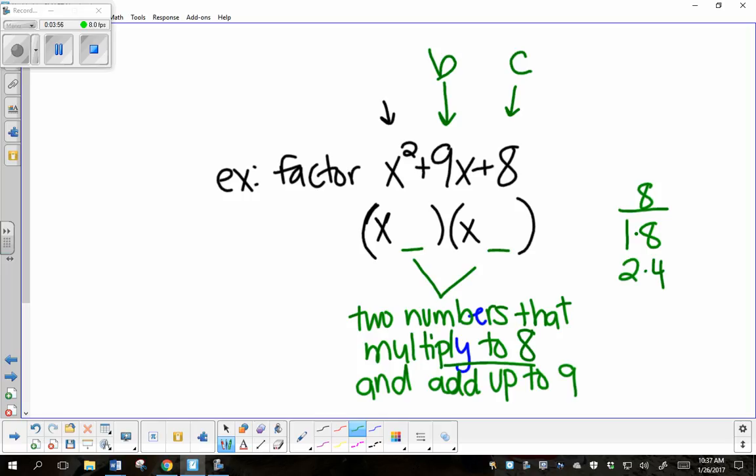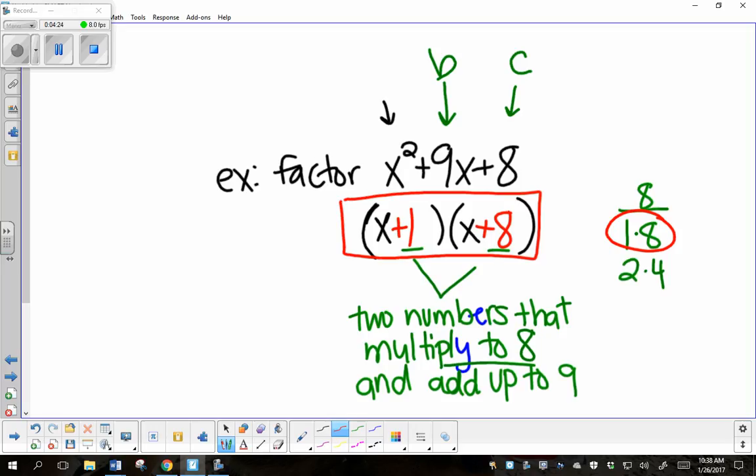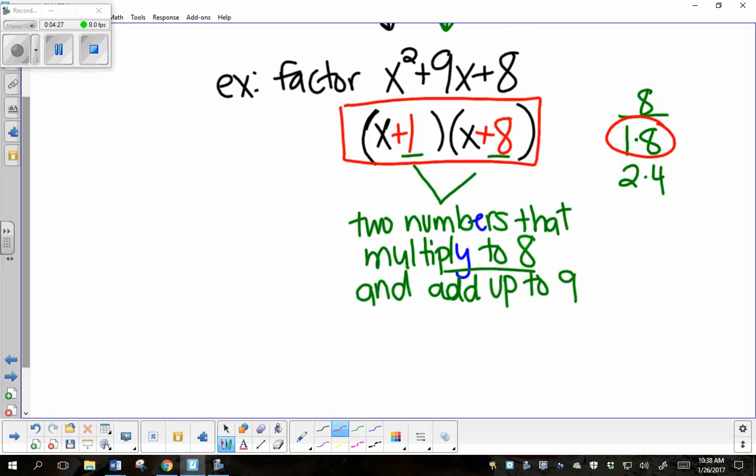So now what we're doing is looking through those numbers and we're trying to find a pair of those that also add up to 9. Well, 2 plus 4 is not 9, it's 6, and 8 plus 1 does equal 9. So this is the pair we want to use, which means that 1 and 8 are the numbers that we want to fill in right here. Positive 1 and positive 8 multiply up to 8, and positive 1 plus 8 is 9. So this is our answer for our factored form, x plus 1 times x plus 8. If we multiply it out, it should get us what we were given, x squared plus 9x plus 8.